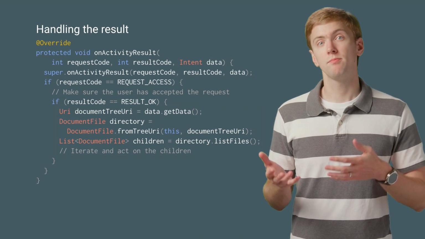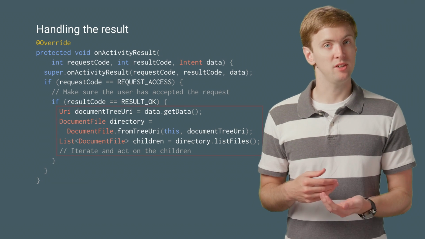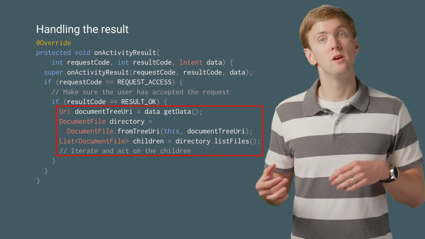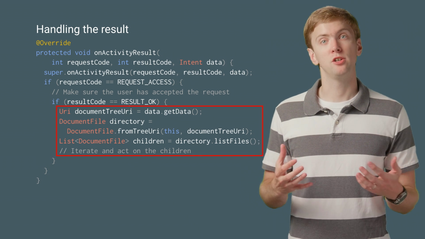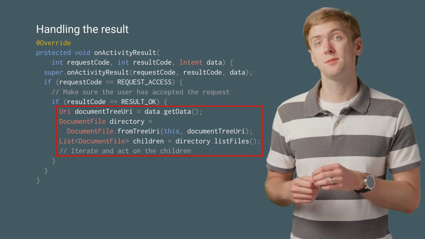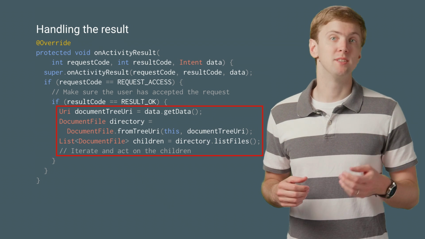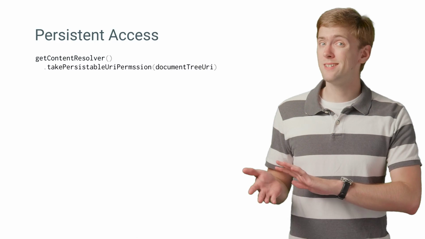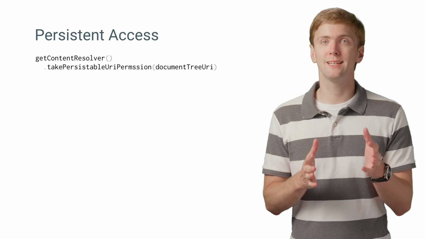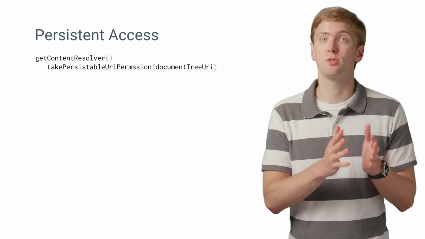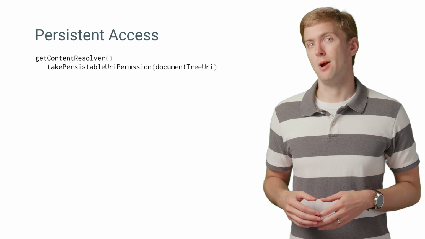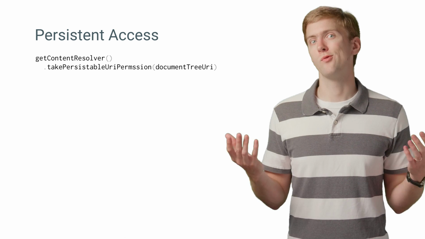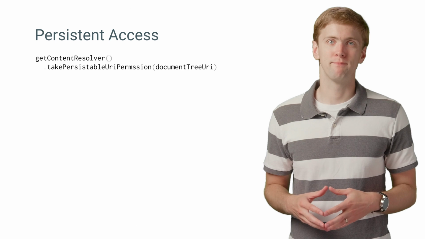Assuming the user accepts, you'll get a callback to onActivityResult with a document tree URI for the directory you requested, with read and write access to the directory through the DocumentsContract methods or the helper DocumentFile class. Now, unless this is a one-time operation, strongly consider calling takePersistableUriPermission with the URI you receive. This will ensure that you won't have to ask over and over again for the same directory.